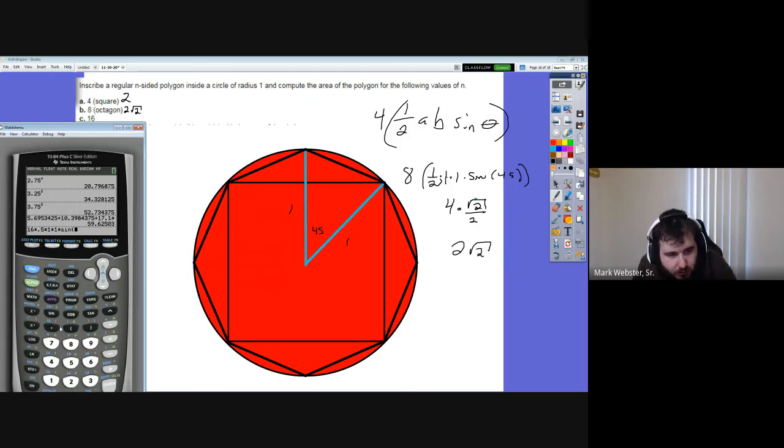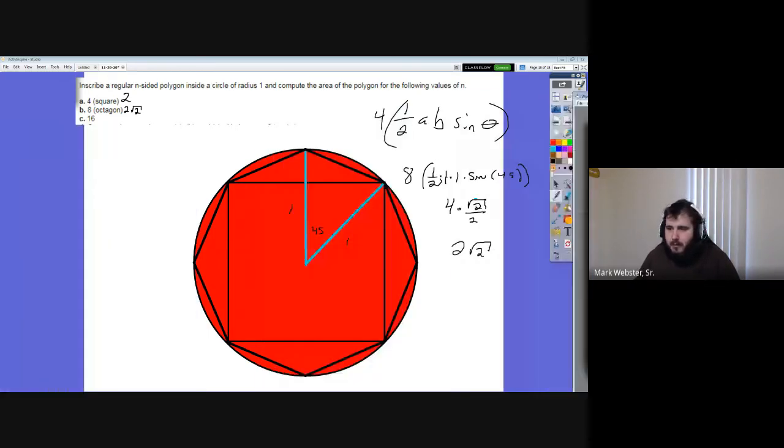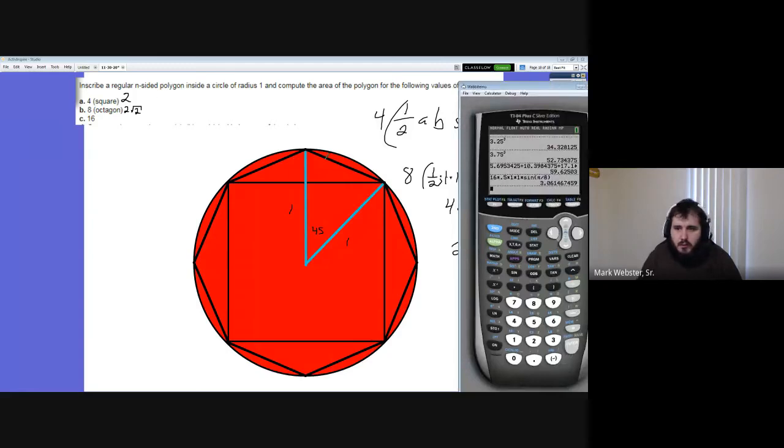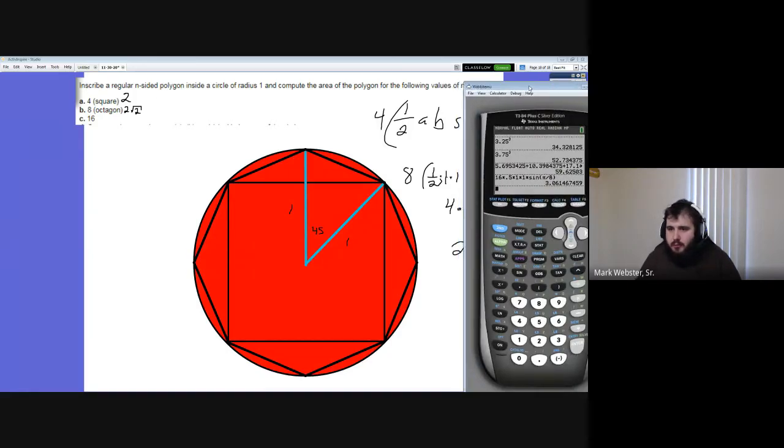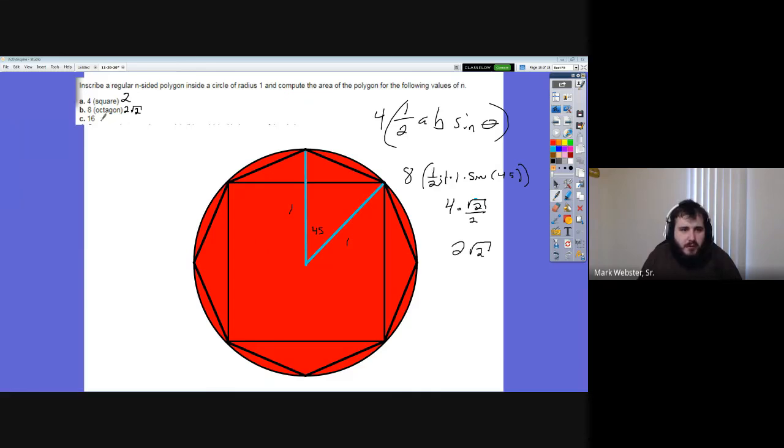Pi, where's the pi button on here? There we go. Second pi over 8. And we get 3.0614 something something, 6, 7, 4, 5, 9.